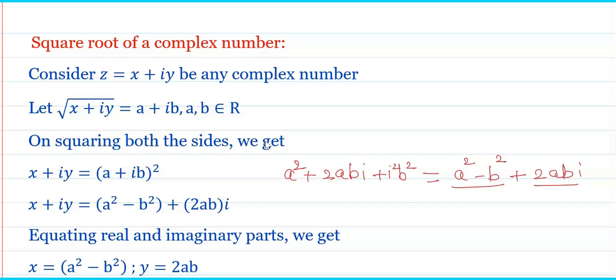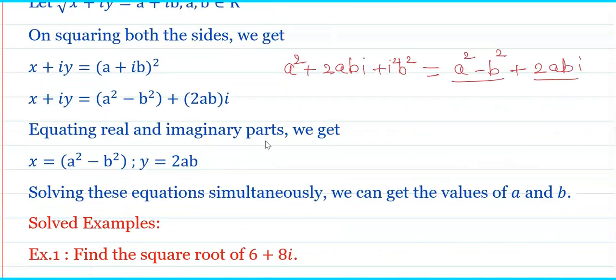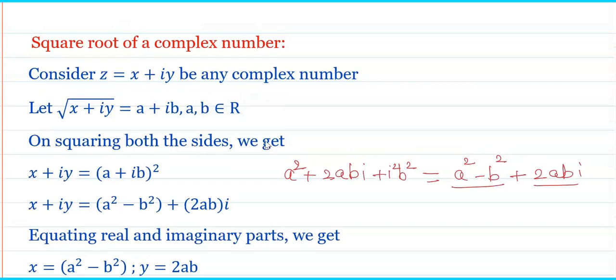Therefore, you will get x plus iy equals (a square minus b square) plus 2abi. Equating real and imaginary parts, you will get x equals a square minus b square and y equals 2ab. Solving these simultaneously, we can get the values of a and b.